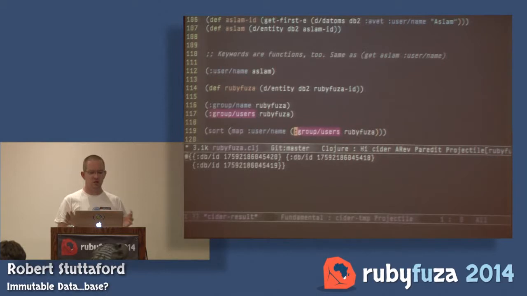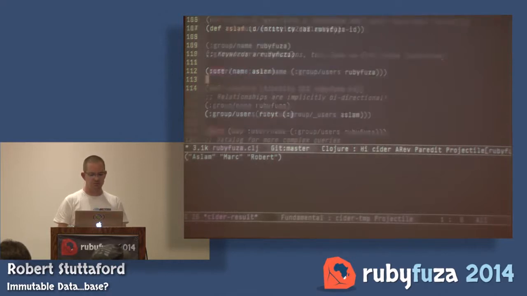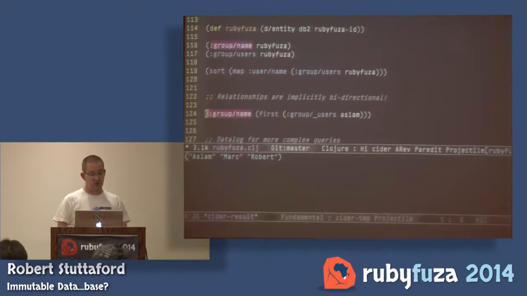So just using plain old Clojure, because at this point we are really just using Clojure data structures, there's no ORM or anything involved, we can pull out the names. So just to break that down, users out of the group, map username over it, and then sort. Another really cool thing is that those relationships, those DB type ref relationships, are implicitly bidirectional. So given a user, I can go back and find the user's groups. So I'm going to get Aslam's groups, find the first one, and then read off the name. And then we can see that that's how it is.